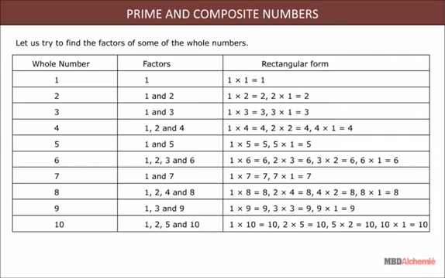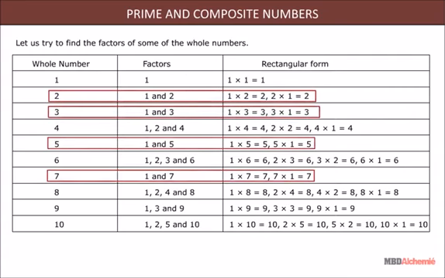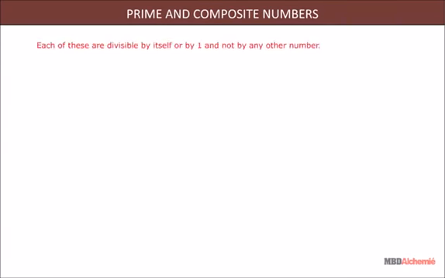In the above table, we observe that 2, 3, 5 and 7 have only two factors, the number itself and 1. Each of these are divisible by itself or by 1 and not by any other number. 2 divided by 2 is equal to 1. 2 divided by 1 is equal to 2. And 7 divided by 7 is equal to 1. 7 divided by 1 is equal to 7.